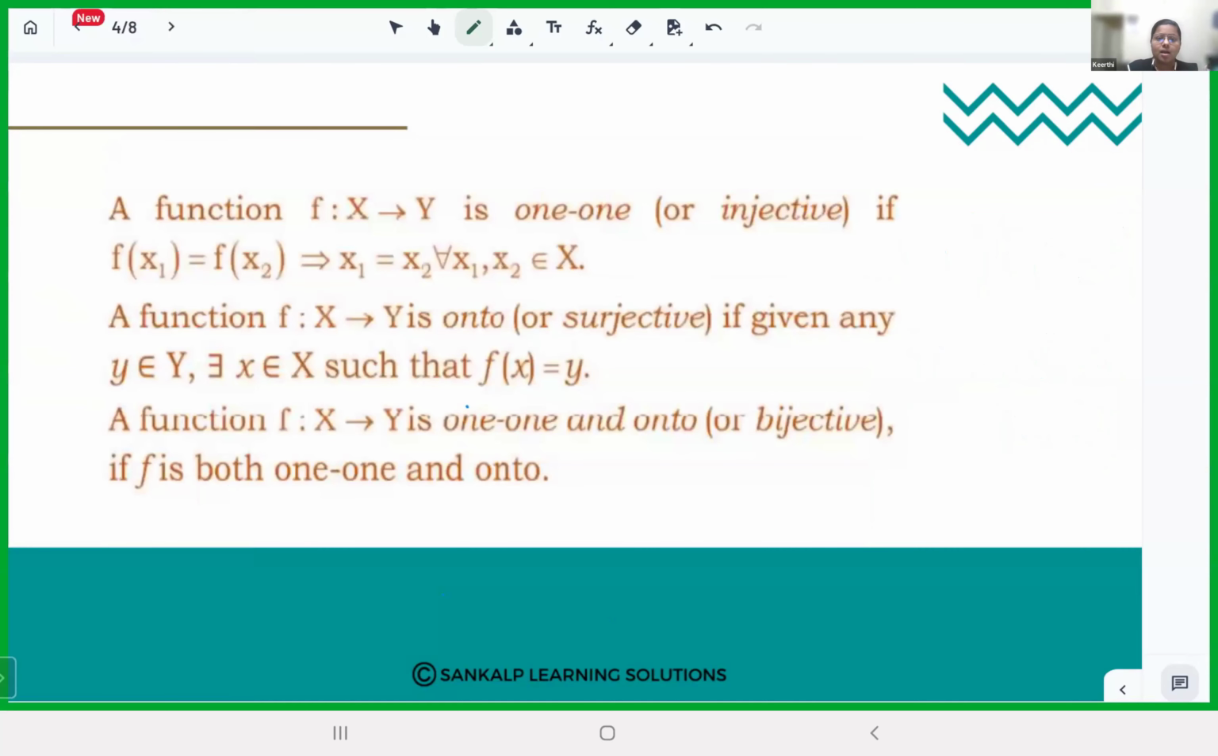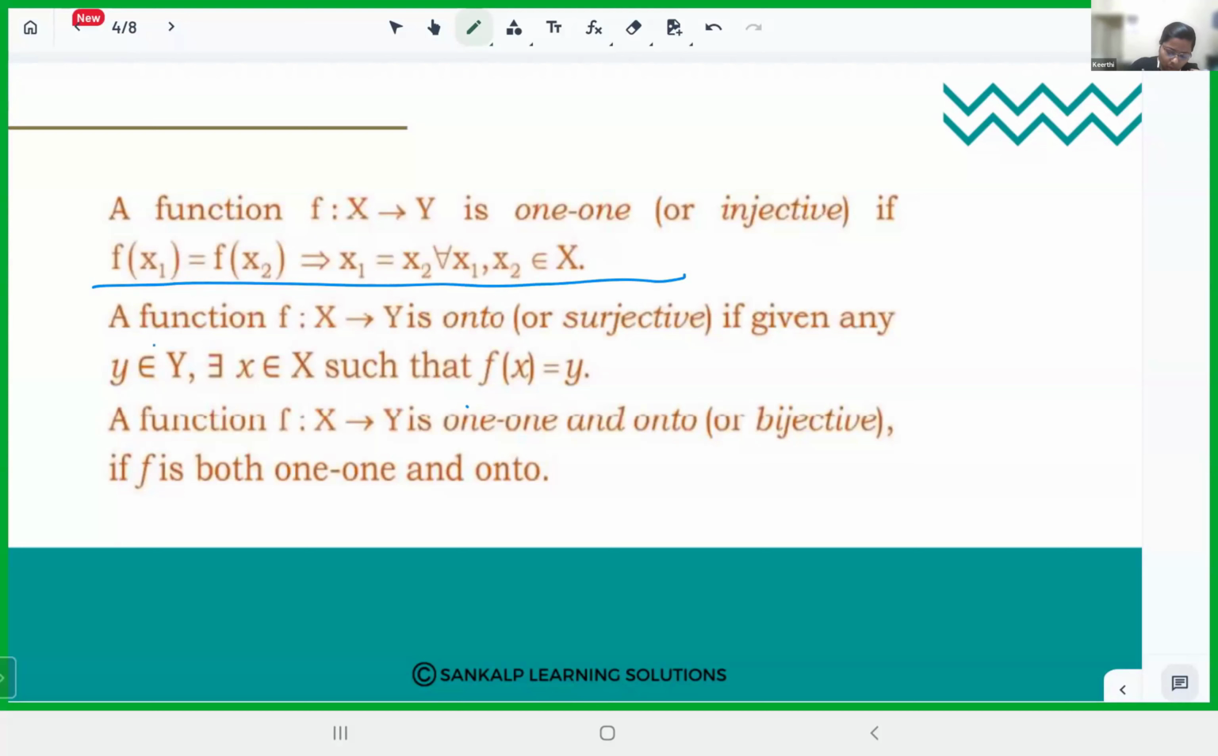Now we are going to the function. So what do you mean by a 1-1 function? A function f from X to Y is known as a 1-1 function, or an injective function, if it satisfies the condition: f(x1) equals f(x2) implies x1 equals x2. That is, 1-1 means each element in the first set should have a unique image. Such types of functions are known as 1-1 functions.